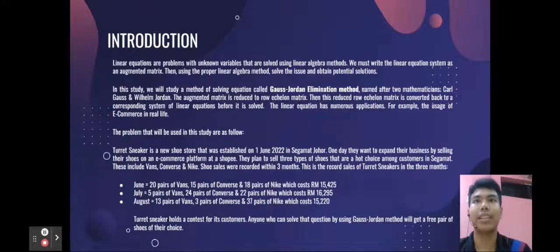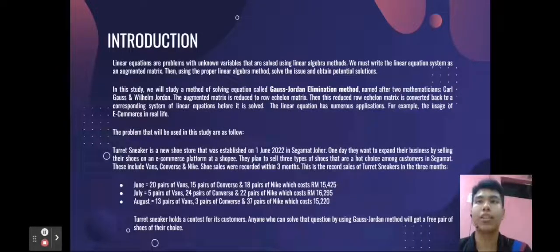The augmented matrix is reduced to a row equivalent matrix. Then it will be converted back to a corresponding system of linear equations before it is solved. The linear equation has numerous applications, for example, the usage of e-commerce in real life. The problem that will be used in this study is as follows.